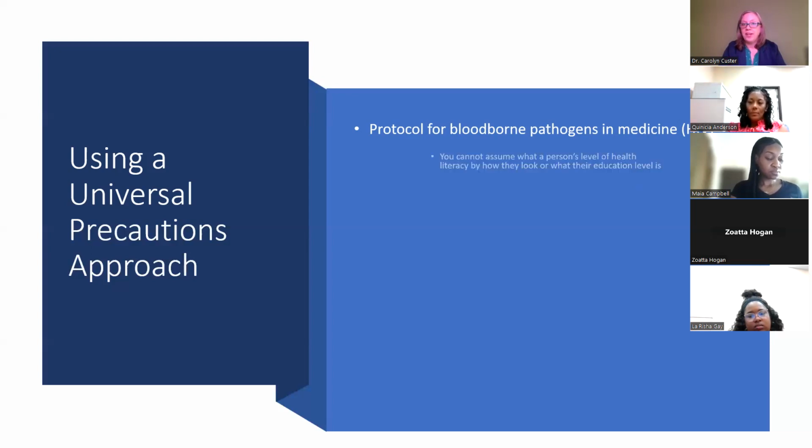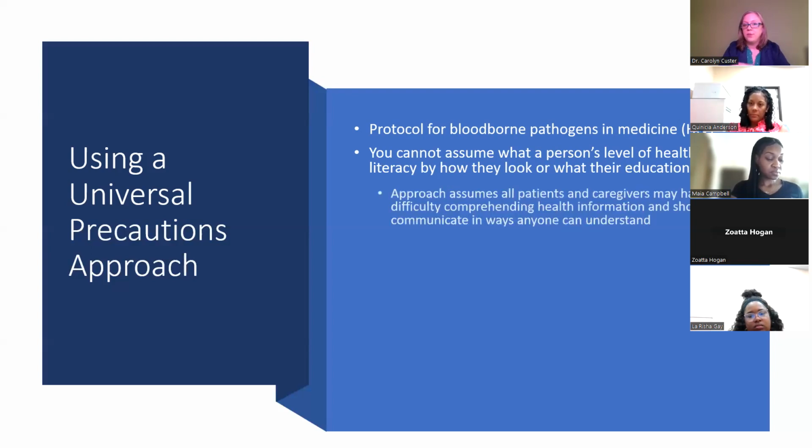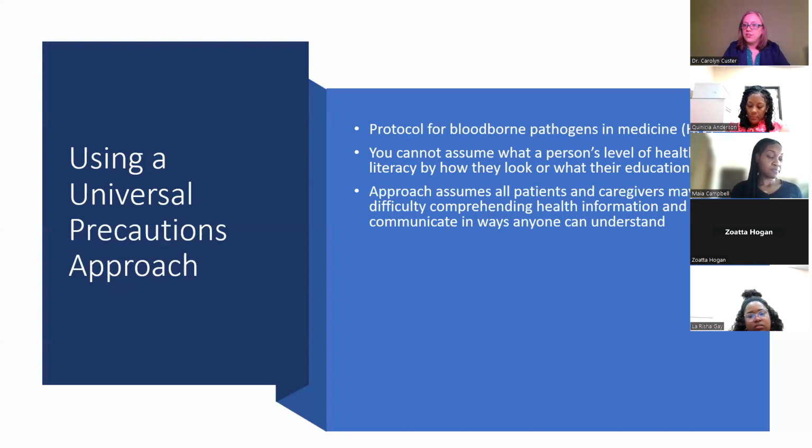So in the same way, you can't really assume what a person's level of health literacy is just by looking at them, what their education is, even what their job is. It doesn't correlate. So the universal precautions approach assumes that everyone has some limited understanding, and it really forces us to think about ways to communicate in a way to clarify and make it so everyone can understand, right?